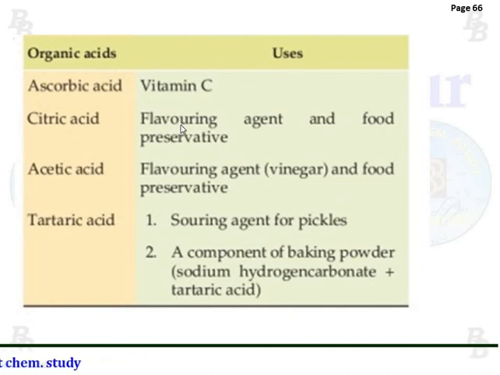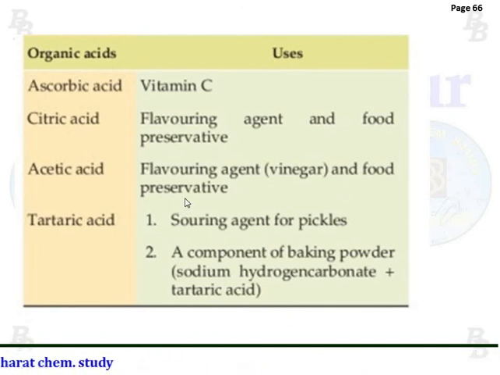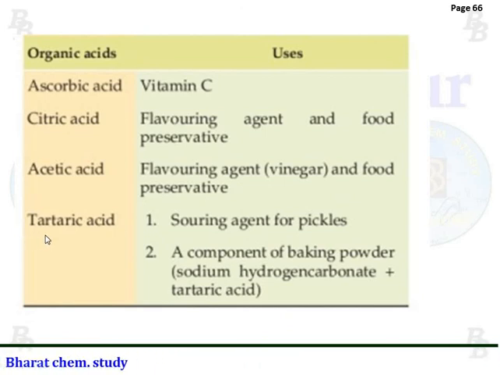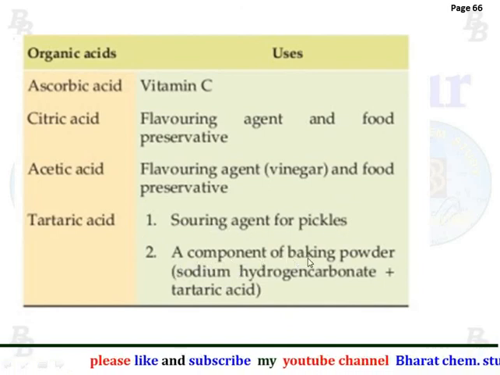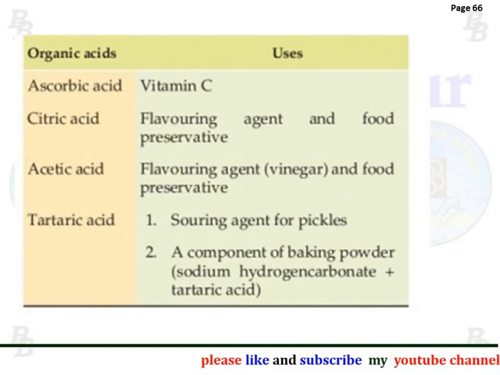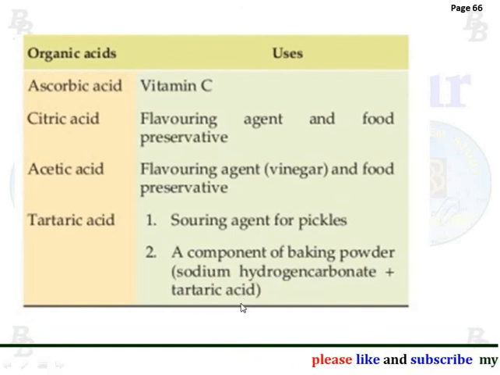Citric acid is used as a flavoring agent and food preservative. Acetic acid is also a flavoring agent, it is in vinegar, and it is also used as a food preservative. That's why when making our pickles, we add a little bit of vinegar to pickles. Tartaric acid is a souring agent for pickles and a component of baking powder. Baking soda is sodium hydrogen carbonate, and baking powder is a mixture of sodium hydrogen carbonate and tartaric acid, which is available in the market.